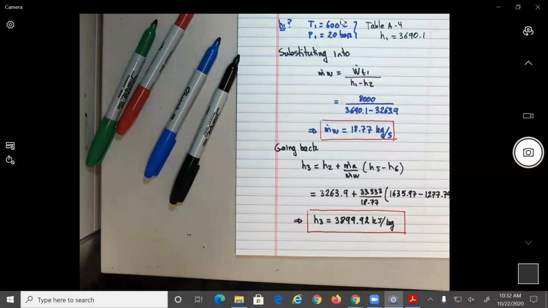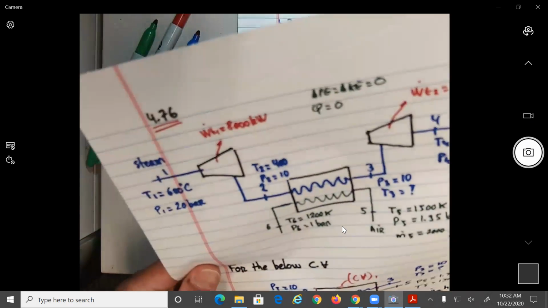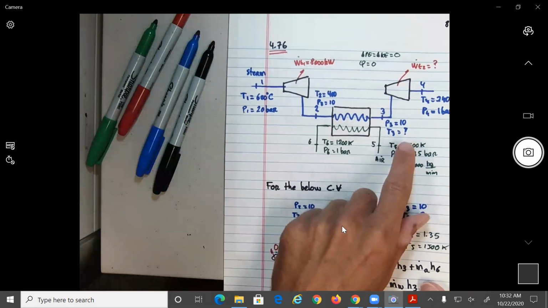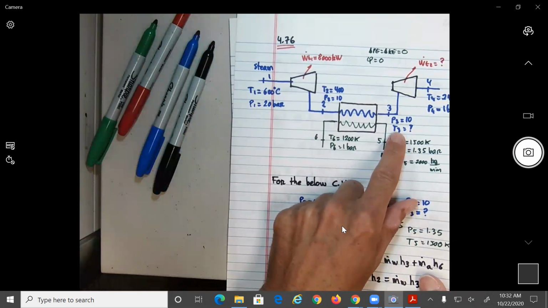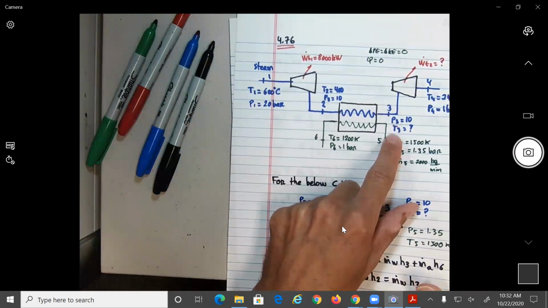Okay, so some of you did the calculations, and we agree that we get H3 equal to 3,899.92. Now let's not forget, we've been going a long way for this problem. What do we need to solve for? T3, no? Do we know two things about T3? We know the pressure and we know the enthalpy. And we know it's steam.